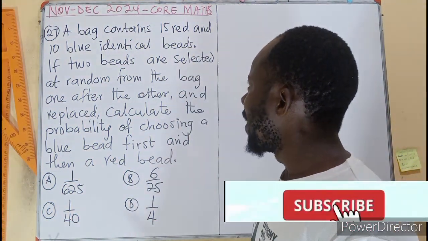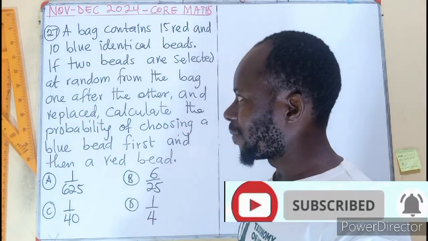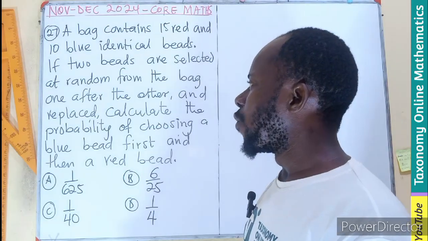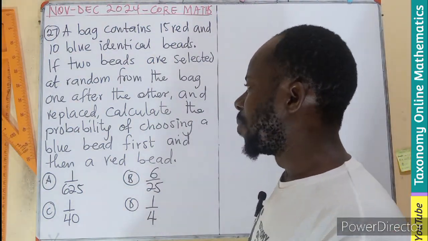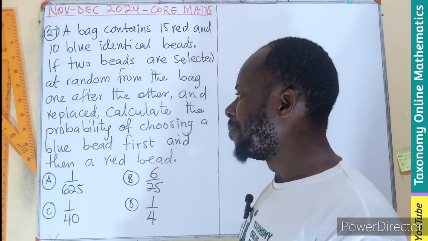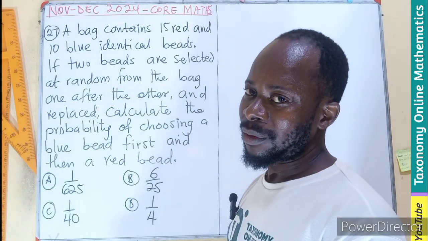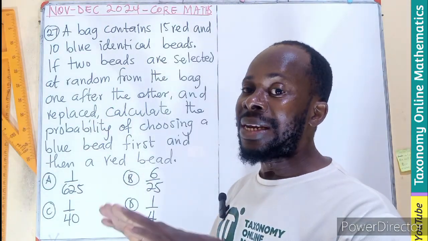A bag contains 15 red and 10 blue identical beads. If two beads are selected at random from the bag, one after the other, and replaced, calculate the probability of choosing a blue bead first and then a red bead. So if it is replaced, then the total number of beads will still remain the same.